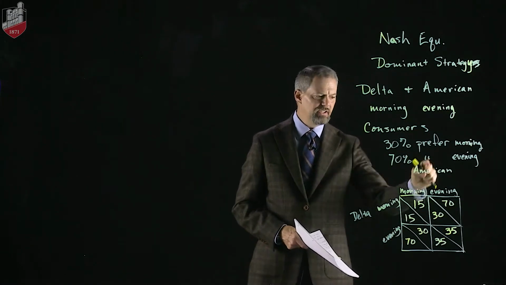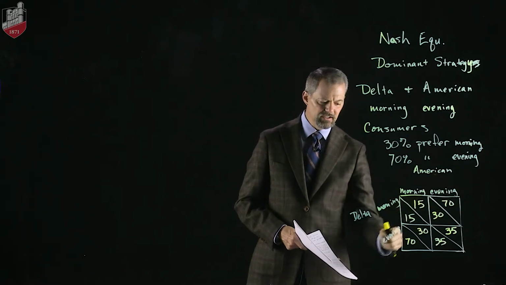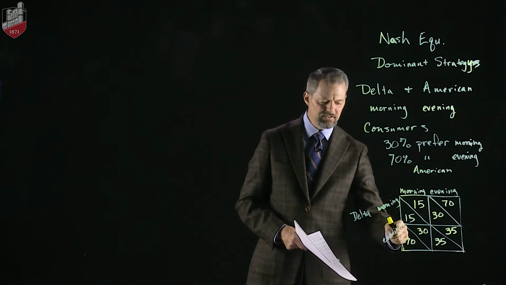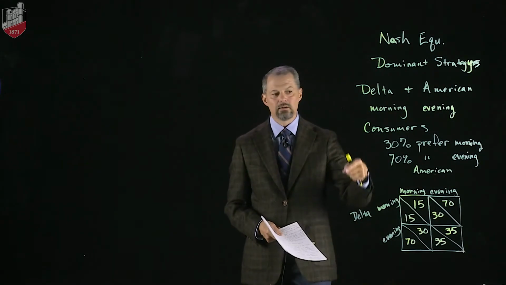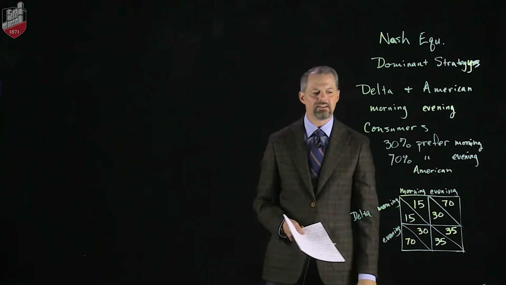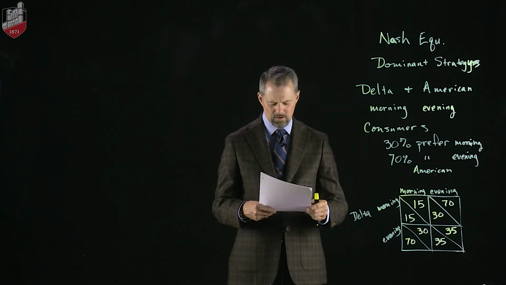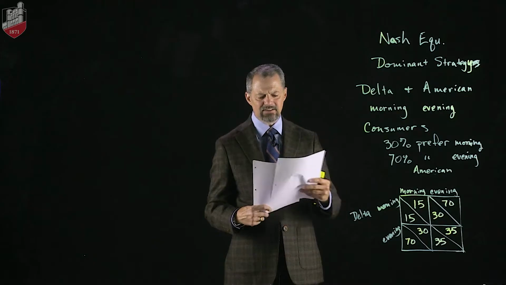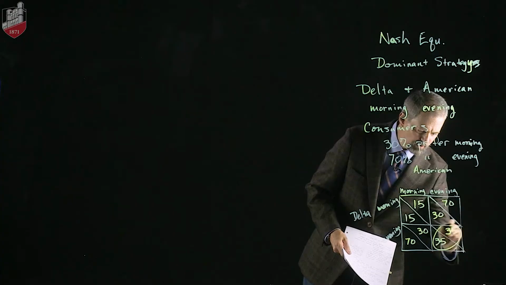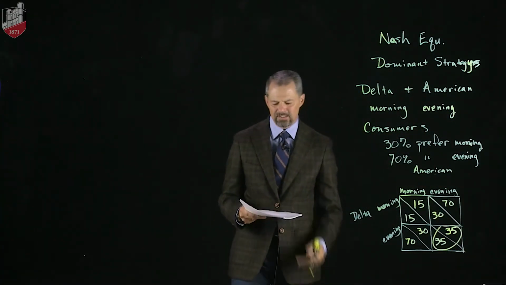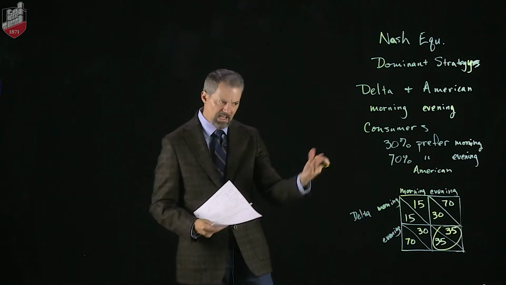So what we've seen is, if American chooses morning, Delta likes evening. If American chooses evening, Delta likes evening. This is a dominant strategy for Delta. And if you work through it by taking the point of view of American, you'll see that the evening departure is also a dominant strategy for American. So what we could say is the likely outcome is for both of them to choose that evening departure. That would be the likely outcome in this game. They split the market. It is also the Nash equilibrium of the game.